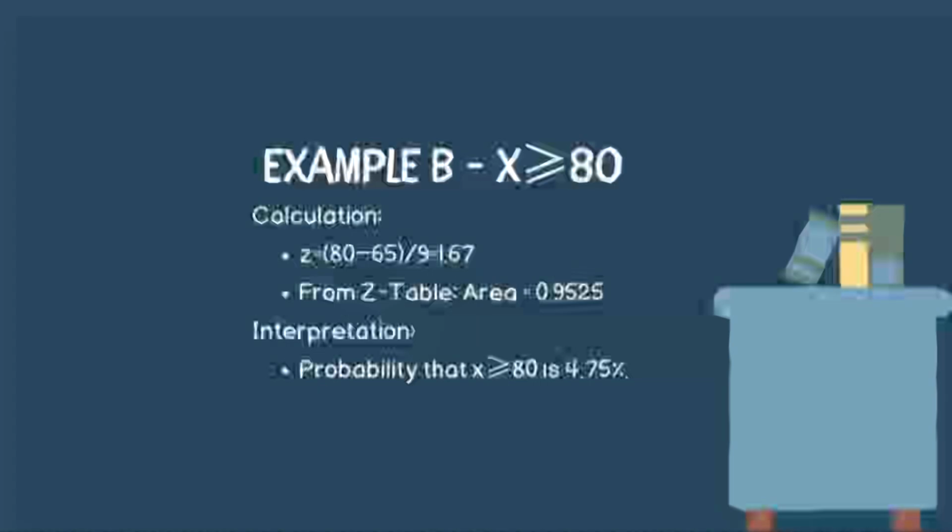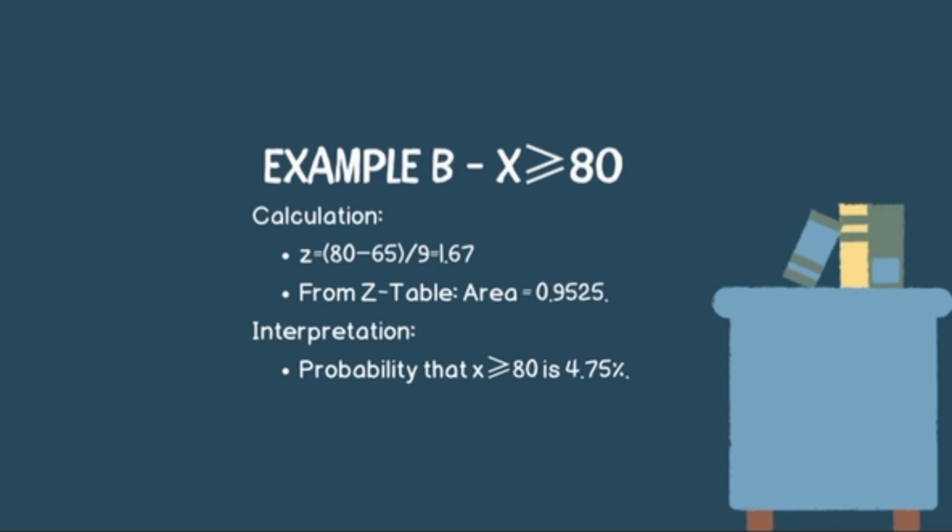In B, we want the probability that x is at least 80. In a continuous distribution, like a normal distribution, there is no distinction between x is at least 80 and x is greater than 80. We apply the same approach in both cases. So for x equals 80, z equals 80 minus 65 divided by 9, and that gives 1.67 to 2 decimal places. When you look that up in a z-table by checking 1.6 under 0.07, we find 0.9525, which is the area to the left of z here.